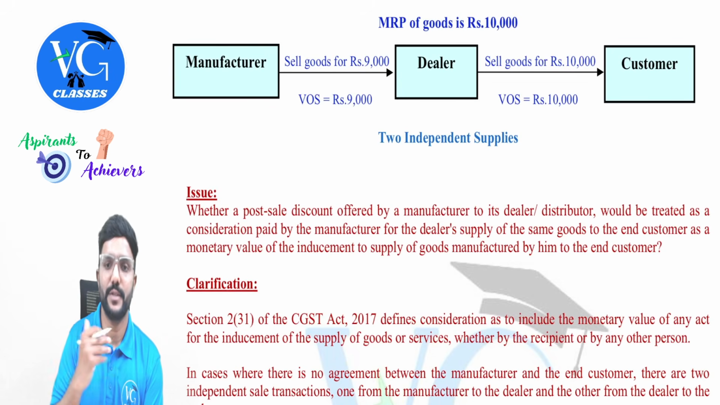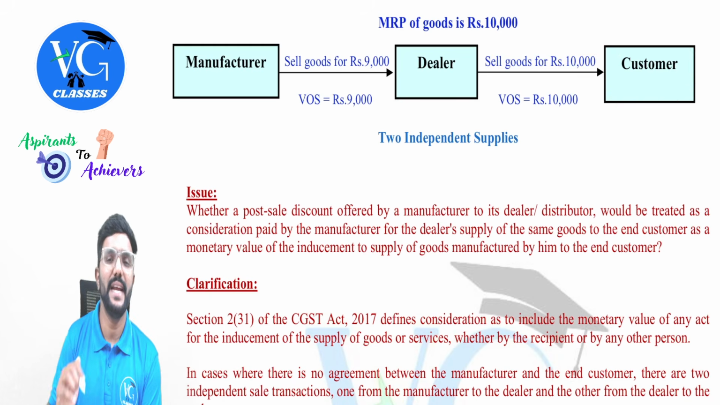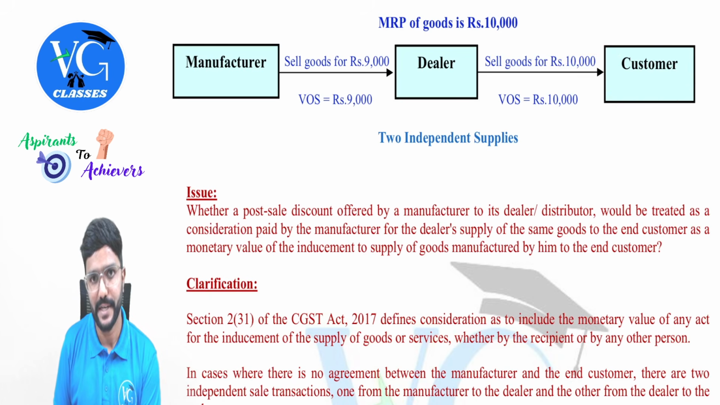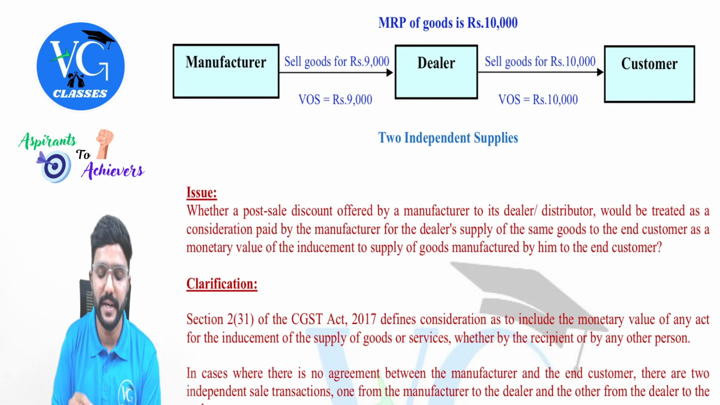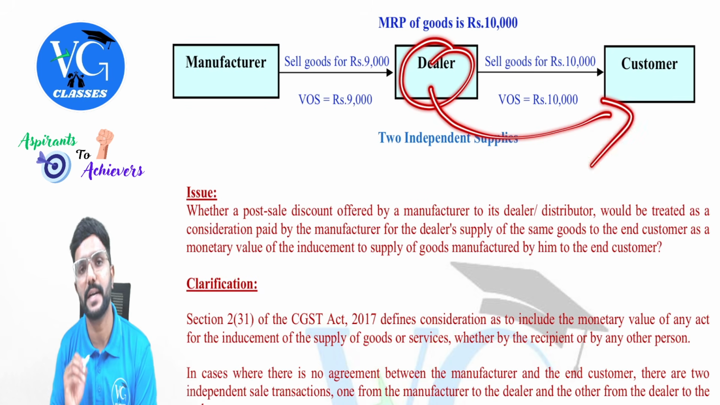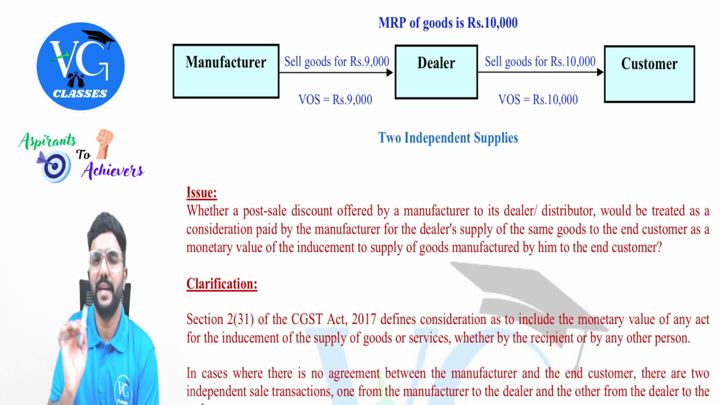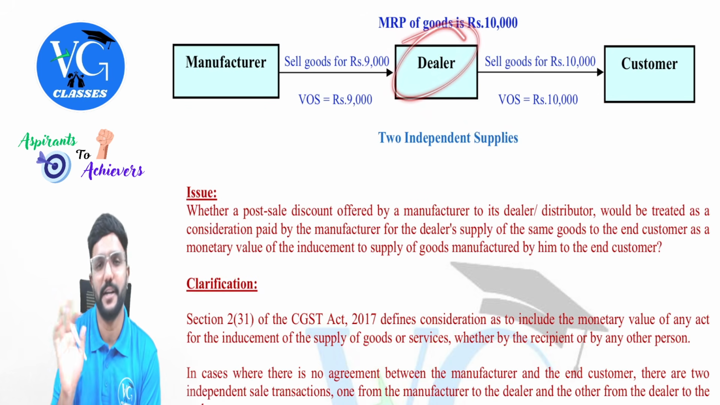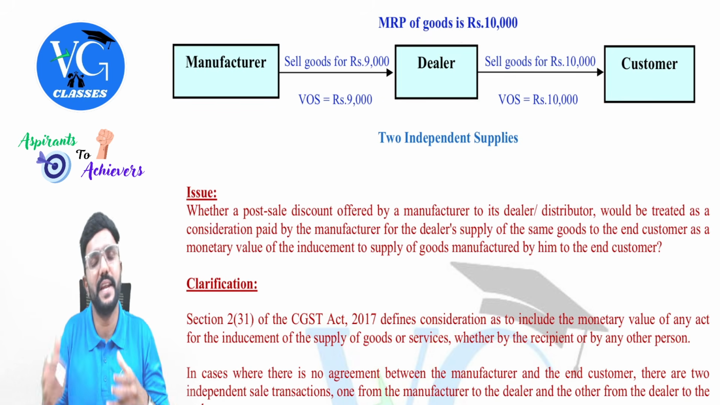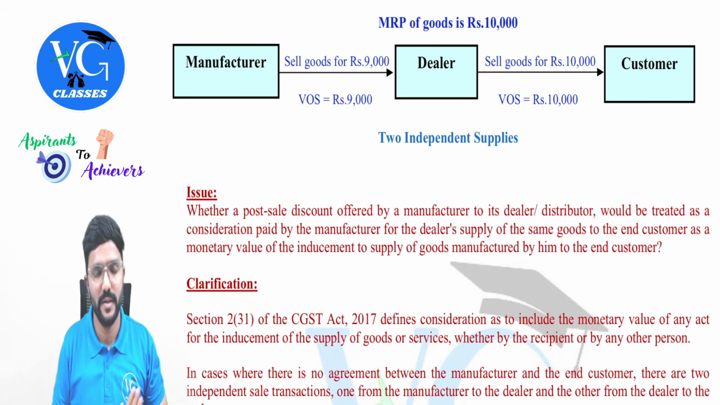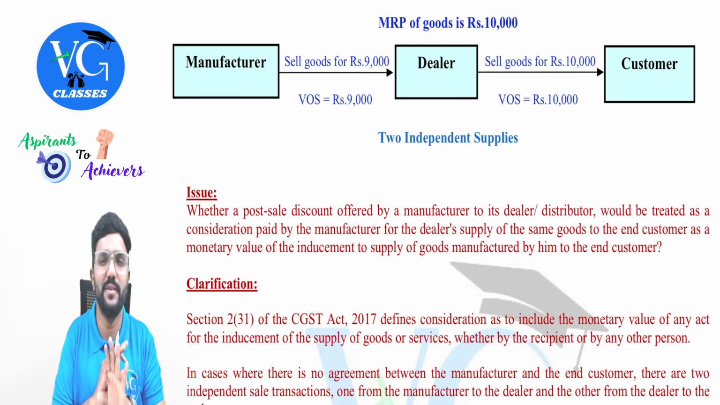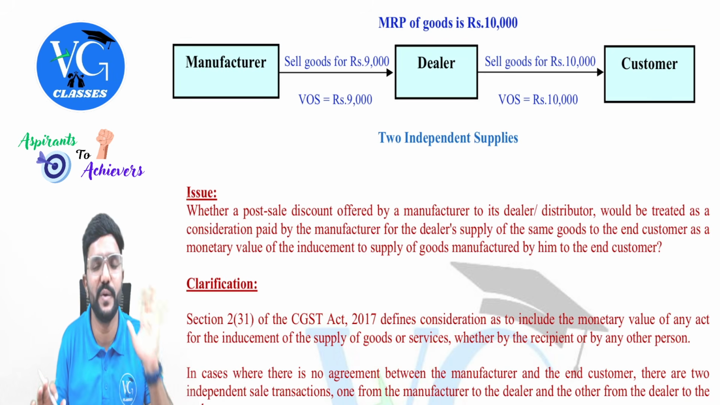Manufacturer wants to sell his goods to the customer, but he doesn't have direct access to the market. So first he is selling to a dealer or a trader, and in turn the dealer will sell it to the customer. Clear? And here we are not considering the dealer as an agent. Guys, what if he is an agent? We have covered that in detail in paragraph 3 of Schedule 1. But in this clarification, they have not used any word of agent, so you need not worry.